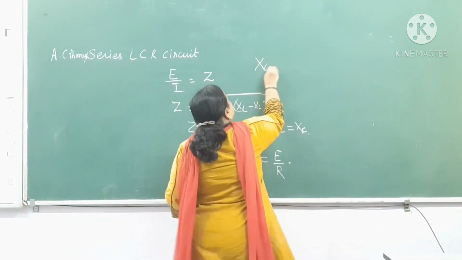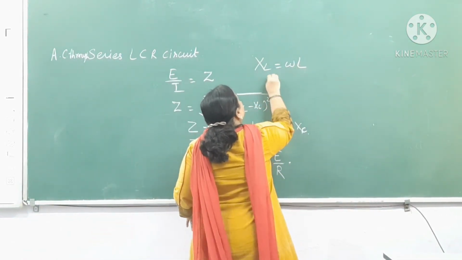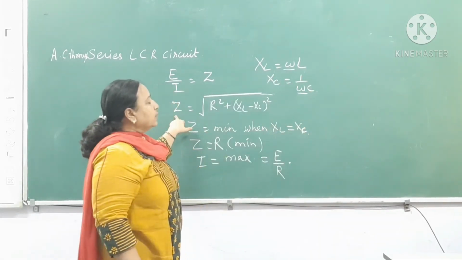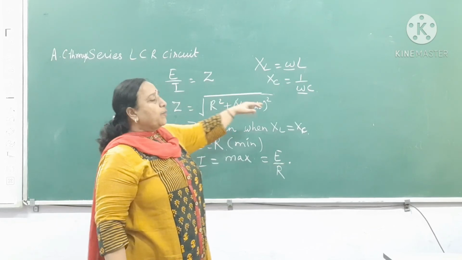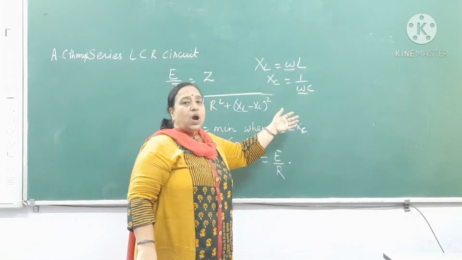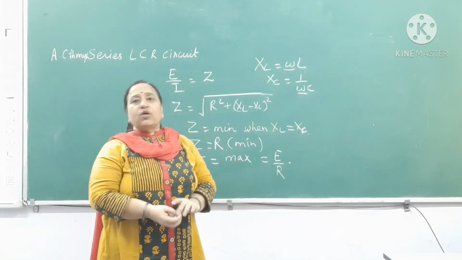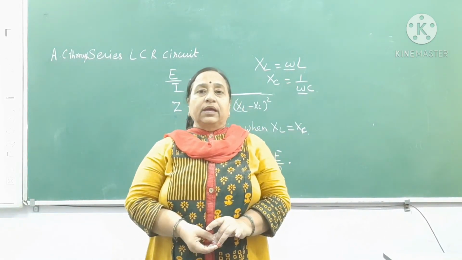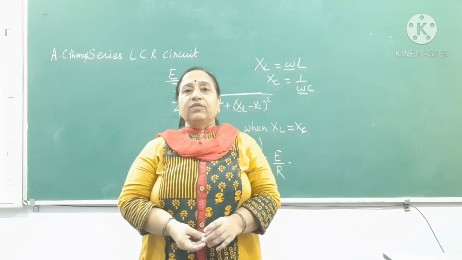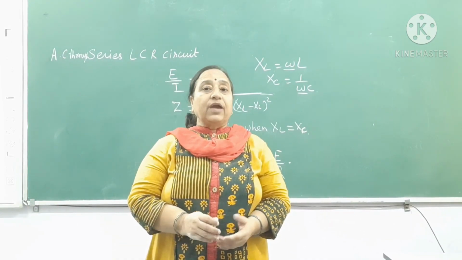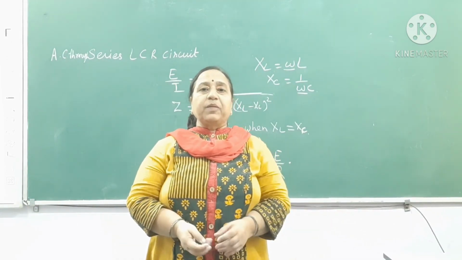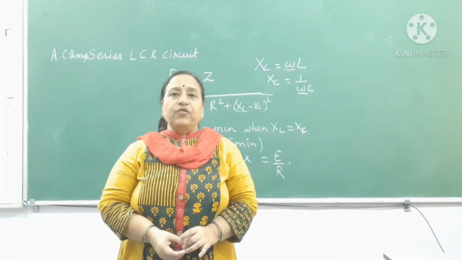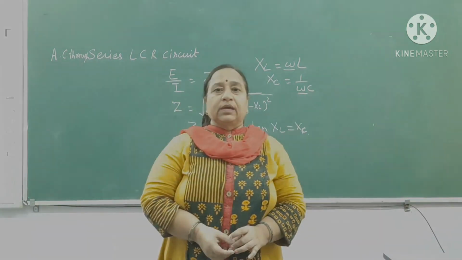As XL is equal to omega L and XC is equal to 1 by omega C, the value of Z depends upon the angular frequency or the linear frequency of the supplied alternating current. In the next section, we will study the variation of the current with respect to the frequency and the phenomenon of resonance. Thank you.